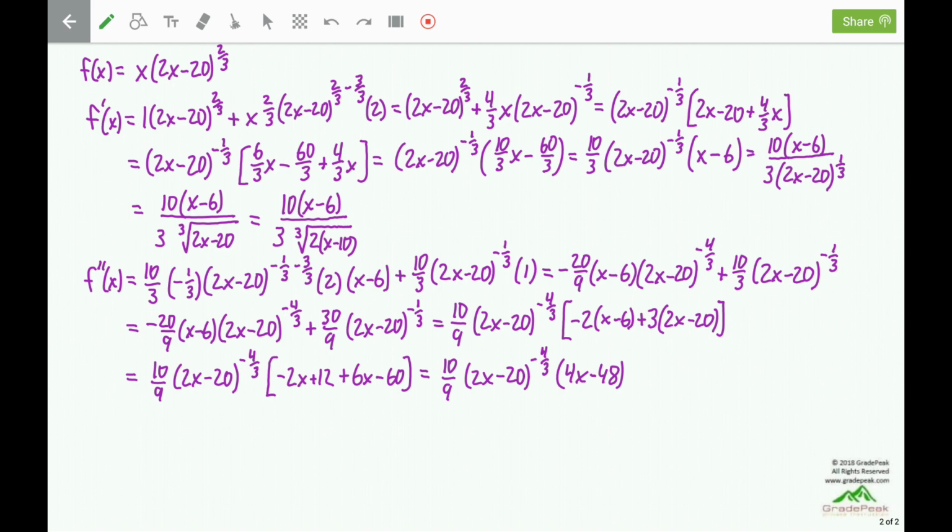We want all powers to be positive, so we can move the 2x minus 20 to the denominator to become a positive 4/3 power. The 10 will stay in the numerator. The 4x minus 48 will stay in the numerator. There is a 9 in the denominator, and the 2x minus 20 will move to the denominator to become a positive 4/3 power.